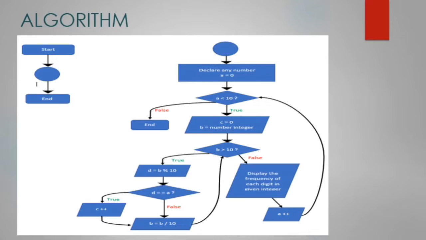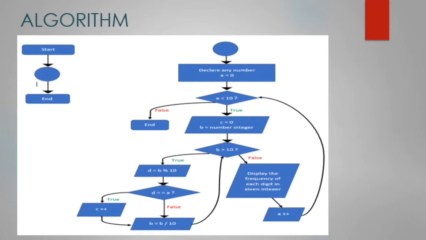Then d equal to a. If true, it will be c plus plus. Then it will be b equal to b over 10. If false, b equal to b over 10, and then it will go to the b greater than 10 gate. If b greater than 10 is false, it will display the frequency of each digit in given integer.